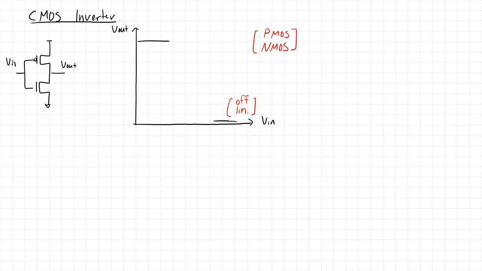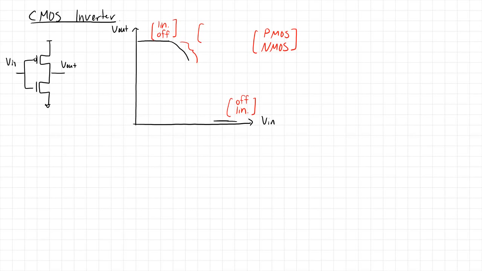Likewise, we can make a similar statement up here. In this case, the PMOS device is on and in the linear regime, whereas the NMOS device is off. Now, as we start to increase Vin a little bit more, the curve starts to pull down a little bit here. Okay, and so what happens is that the NMOS transistor is starting to turn on.